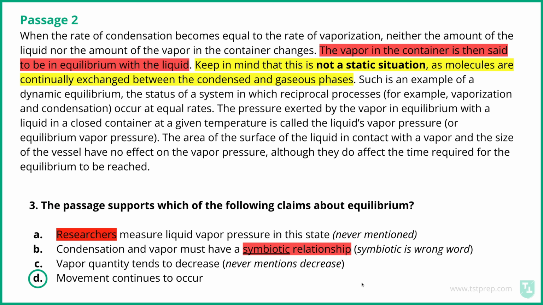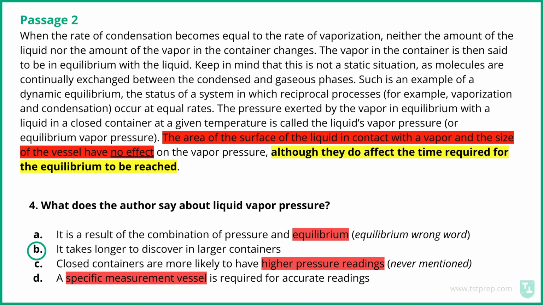Number 3. The passage supports which of the following claims about equilibrium? The answer here is going to be D. Movement continues to occur. And again, you can see in parentheses here any reason why the other options are not correct. And if you need more of an explanation, there's a link in the description below to a longer video that explains it. 4 is B. So what does the author say about liquid vapor pressure? It takes longer to discover in larger containers.